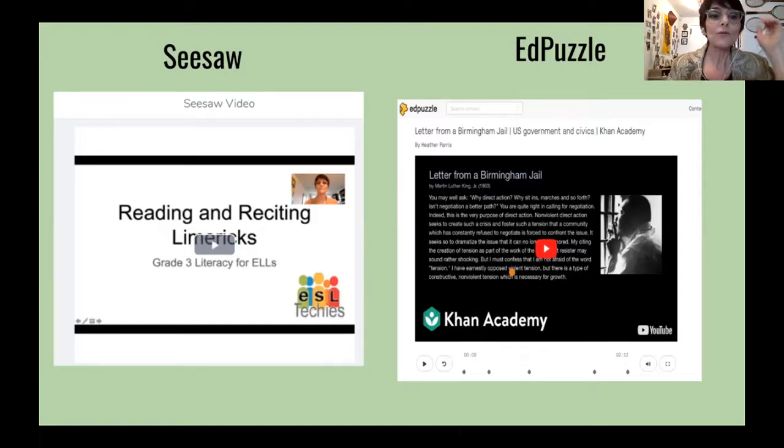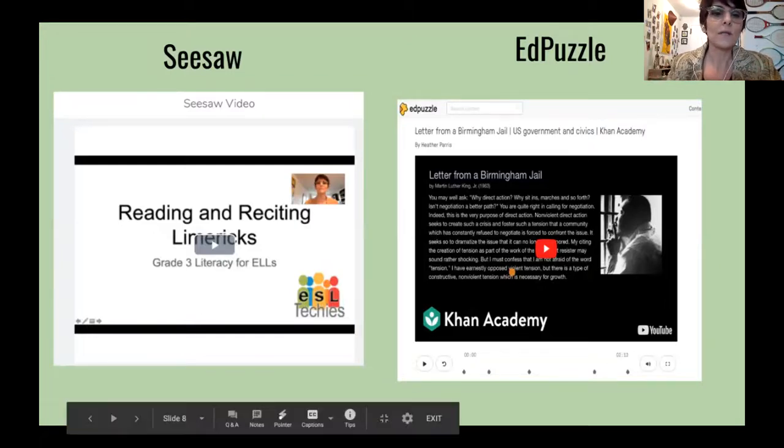I'm going to show you 2 examples of a screencast. One is for the elementary levels, one is for the secondary level. Both have a reading assignment. One was posted in the platform Seesaw, and one was using Edpuzzle. So you get to see different ways of doing this. So let me play this for you.